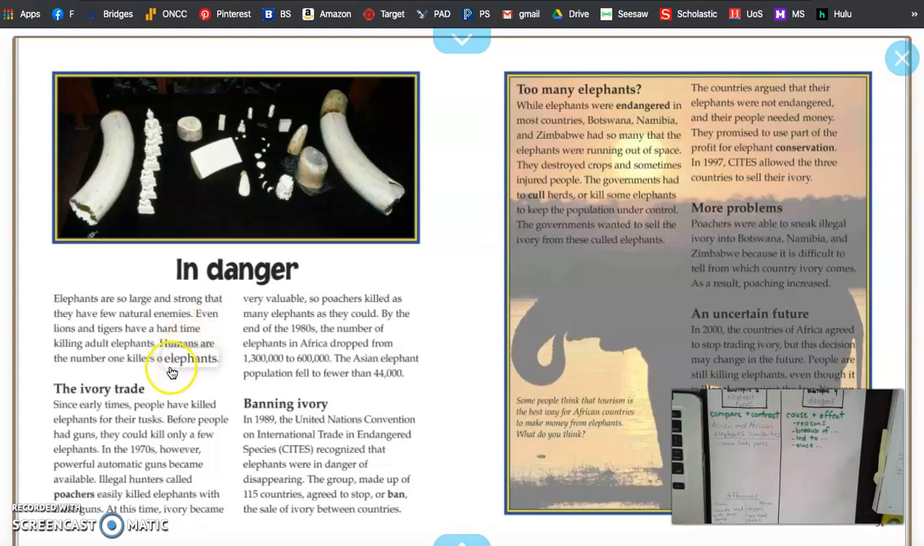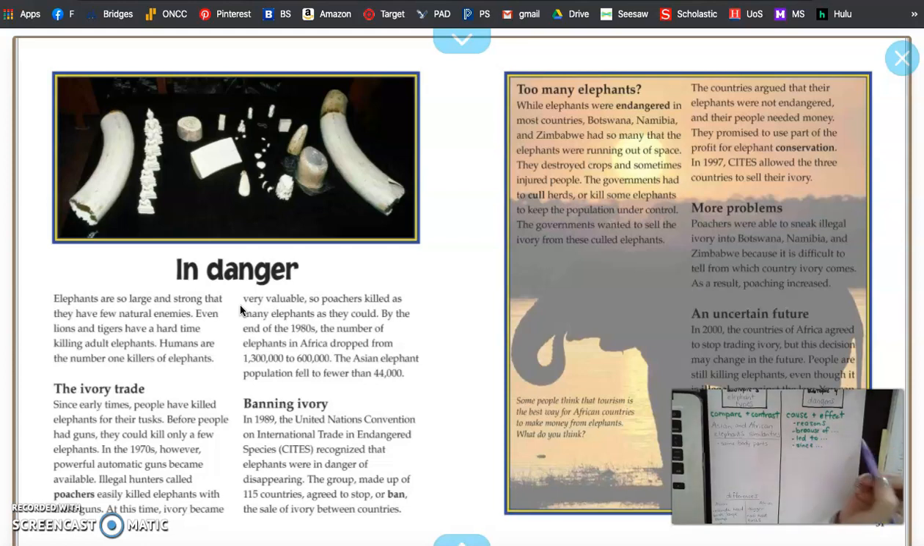So here's one part, the ivory trade. Since early times, people have killed elephants for their tusks. Before people had guns, they could kill only a few elephants. In the 1970s, however, powerful automatic guns became available. Illegal hunters called poachers easily kill elephants with these guns. At this time, ivory became very valuable. So poachers killed as many elephants as they could. So the reason why adult humans are killing these elephants is for the ivory in their tusks.